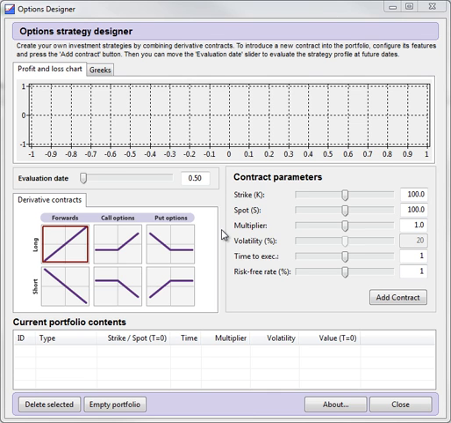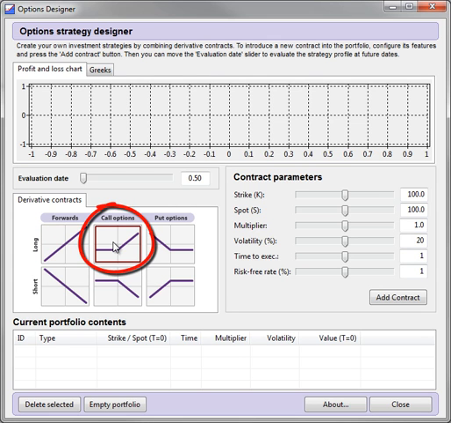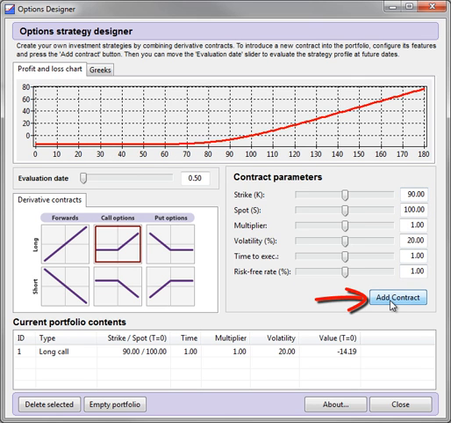Okay, now let's create a Butterfly combination using OptionsDesigner. To begin configuring this strategy, let's select a long call option from the palette and change its strike price to 90. Press the Add Contract, and now we have a plain long call in our profit and loss chart.